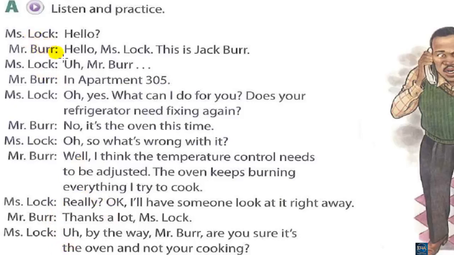Ms. Locke and Mr. Burr. Hello? Hello, Ms. Locke. This is Jack Burr. Ah, Mr. Burr. In apartment 305. An apartment, a flat. And flat number 305. Oh yes, what can I do for you? How can I help you? Does your refrigerator need fixing again? Refrigerator? The fridge.